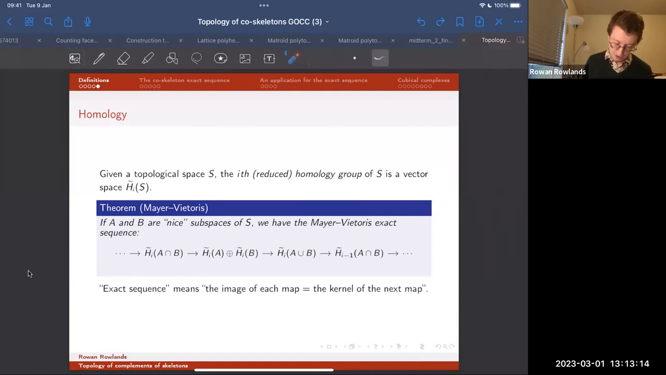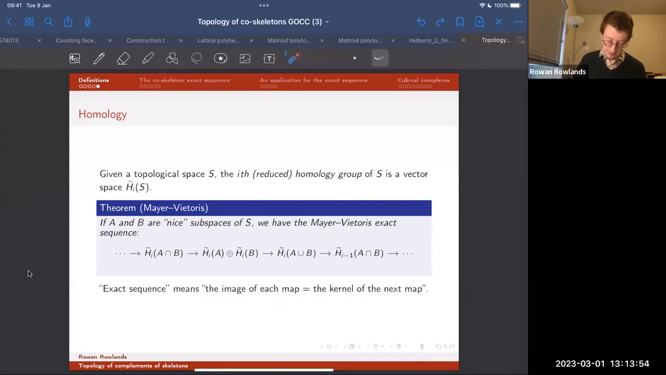So in particular, if you have A and B being subspaces of a topological space, with some fairly mild conditions on what kind of subspaces you consider, then we have something called the Mayer-Vietoris exact sequence, which tells us some relationship between the homology of the intersection and the union and the homologies of just A and B themselves. This is called an exact sequence, which means that we've got these vector spaces and linear maps between them with the property that the image of each of the maps is equal to the kernel of the next map along in the sequence.